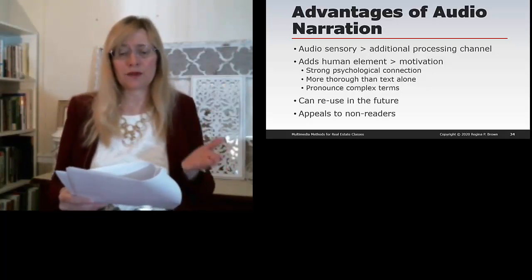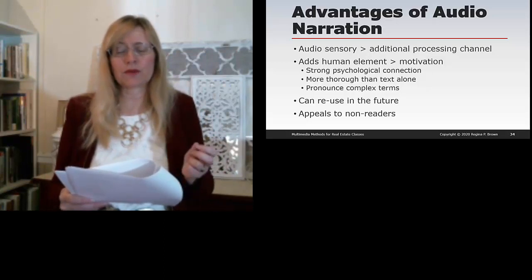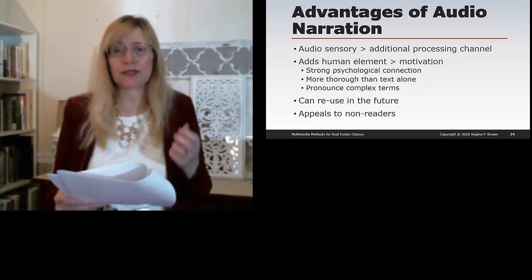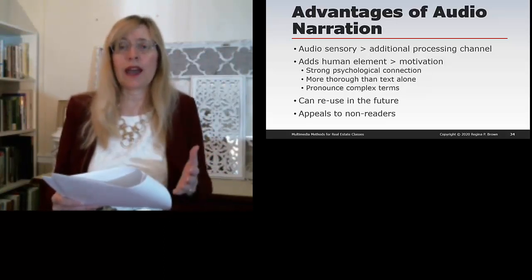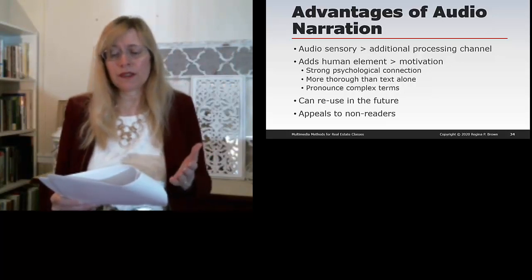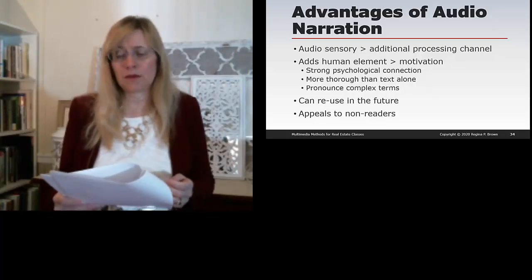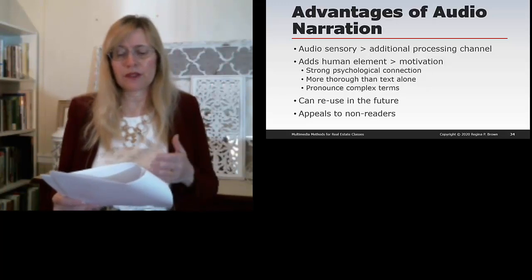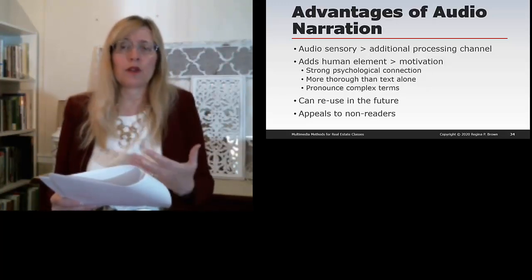Words, either text or audio, are processed through the sensory memory by the ears and the eyes, whereas graphics, pictures, are processed by the eyes in the sensory memory. From there, it gets processed in the working memory and on to the long-term memory.